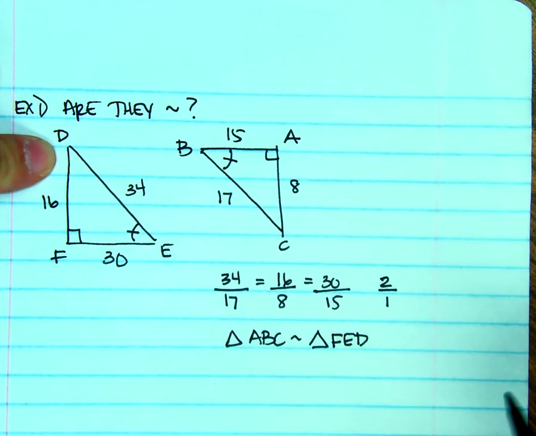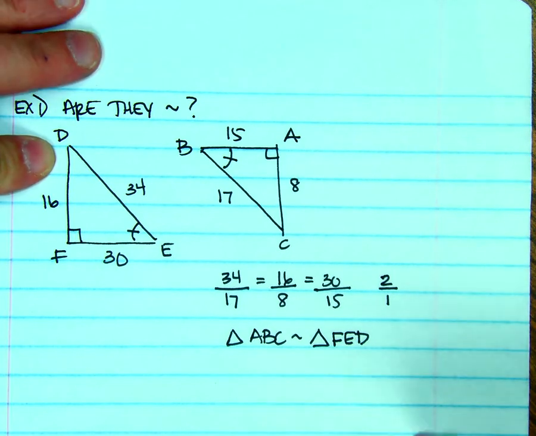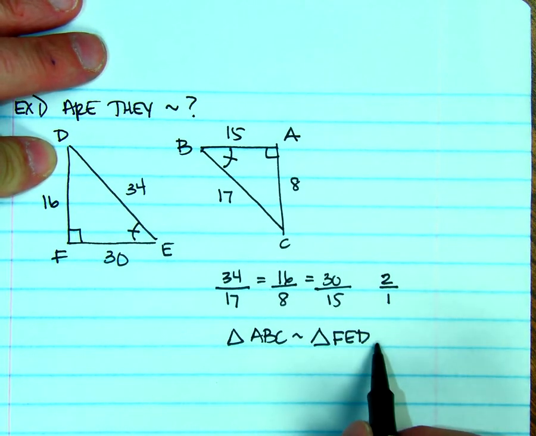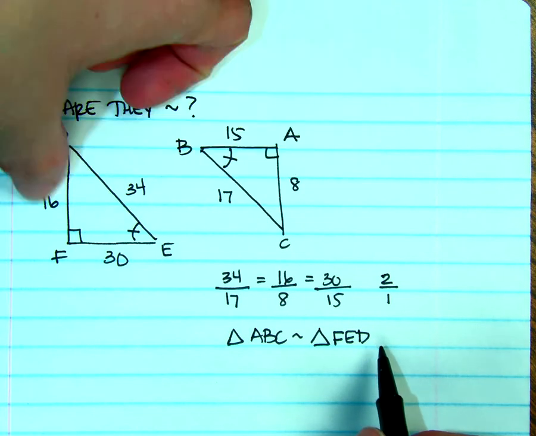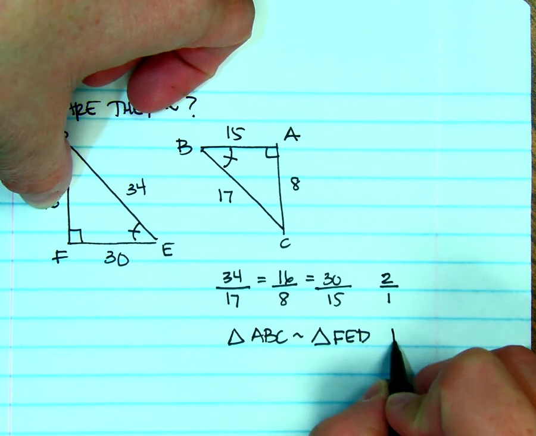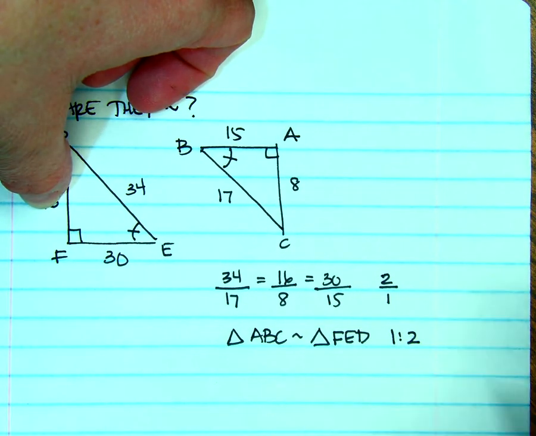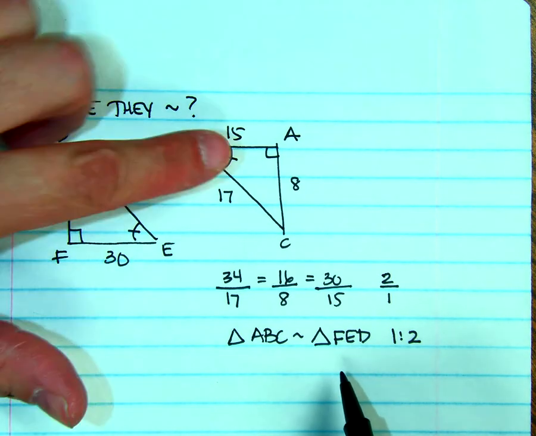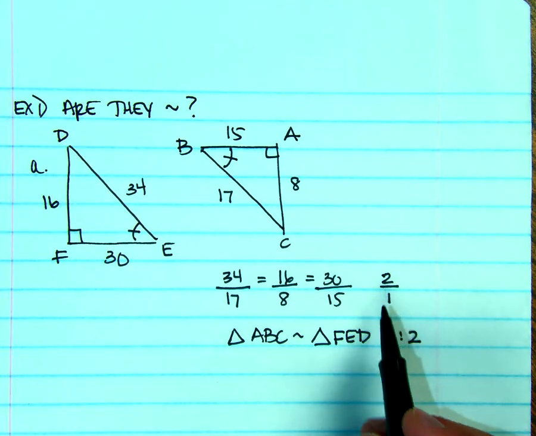So if I were comparing the 2 triangles as far as a scale factor of ABC to FED, that means 8/16, this would have a scale factor of 1:2. If I was looking the other way, a scale factor of FED to ABC, it would be 2:1.